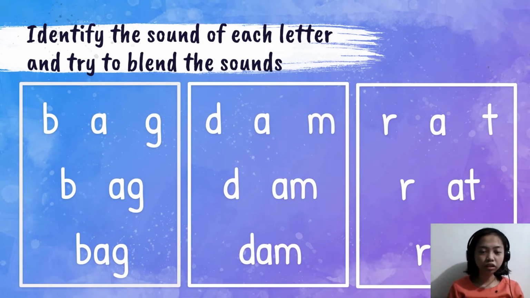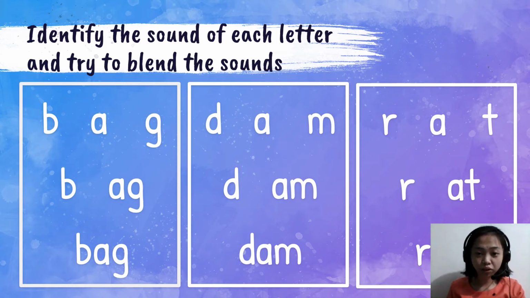Okay, so now we're gonna identify the sound of each letter and try to blend the sounds. The first box is P, that sounds B, A, and G. Now it's your turn to repeat the sounds. Then next we're going to blend the last two letters, B and AG. Now we're gonna put it together, and can you guess the word? What's the word? The word is bag. Okay, very good.